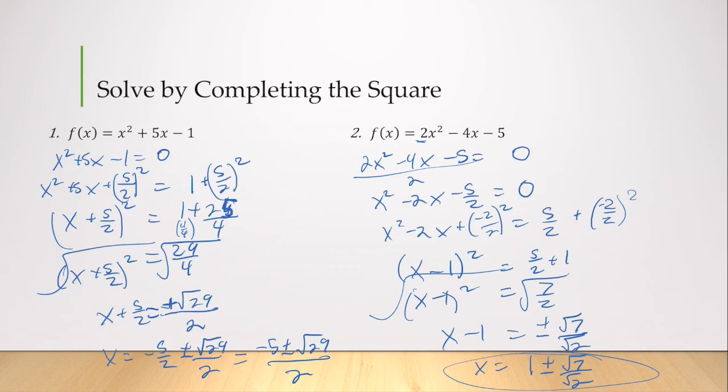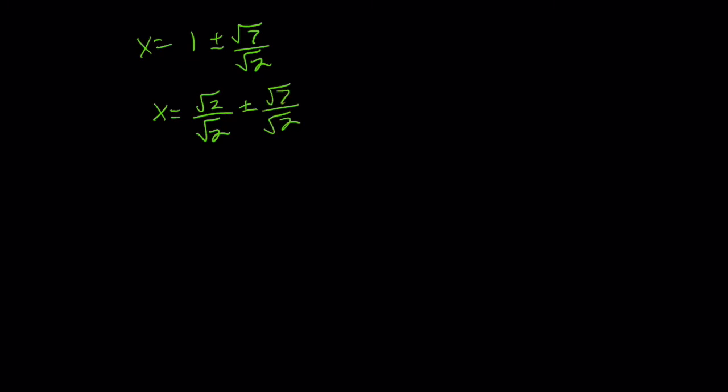So let's rationalize. It's called rationalize. Let's rationalize this radical. Let's switch to green because it's easier to see. So I have x equals 1 plus or minus the square root of 7 over the square root of 2. So first off, we want to combine this to be one fraction. So I have x equals the square root of 2 plus or minus the square root of 7 over the square root of 2. I'm going to multiply by the conjugate of our denominator, which in this case is just the square root of 2.